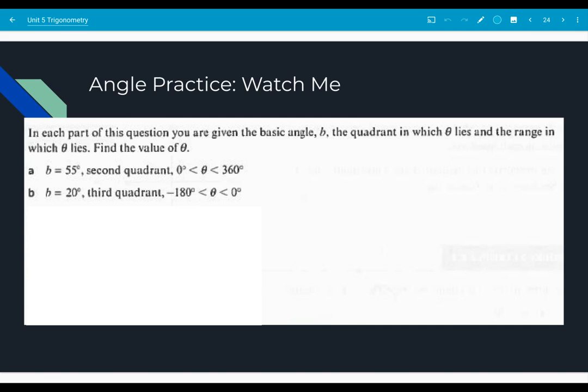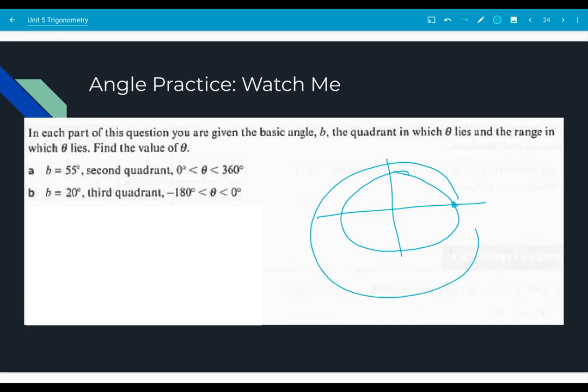Part of the questions you're given, we need to find the quadrant in which theta lies and the range. We need to find the value of theta. Okay, so let's think about our circle. Theta is somewhere 0 to 360. So that's from here, 0, all the way around to 360. And our base angle is 55 degrees.